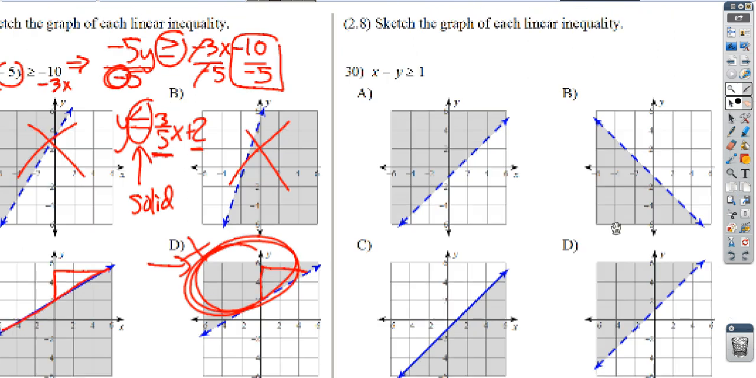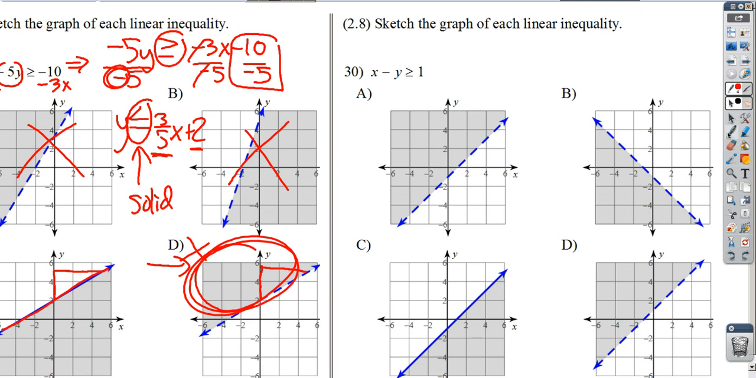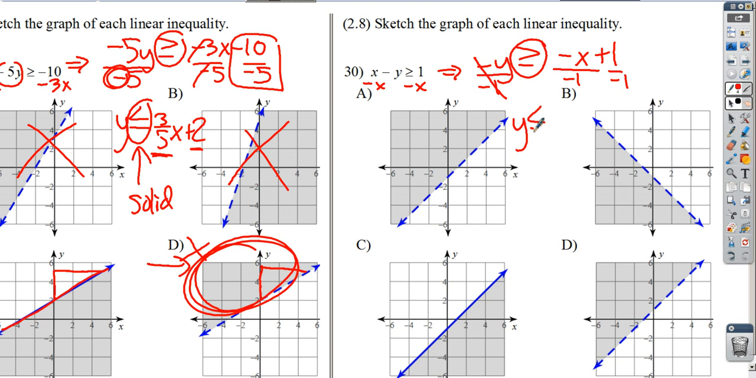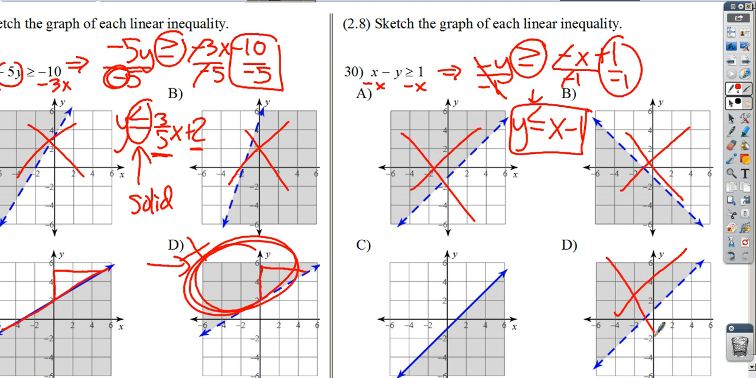Okay, this one is done the same way. We'll put it again in slope-intercept form by subtracting x, so we'll have negative y greater than or equal to negative x plus 1. Divide by negative 1 on this side, and we'll get y. Remember, we divided by a negative, so that has to change direction. Negative over negative is positive 1x, and 1 over negative 1 is minus 1. So we're looking for a solid line, because that's y is less than or equal to. These are not solid, so actually the only one that works is C.